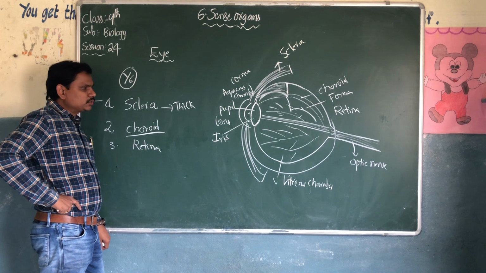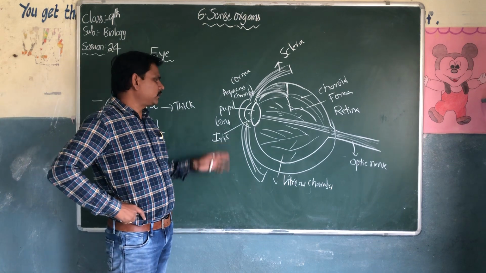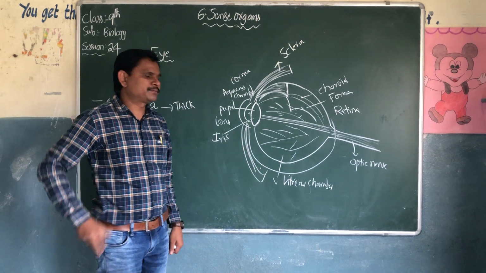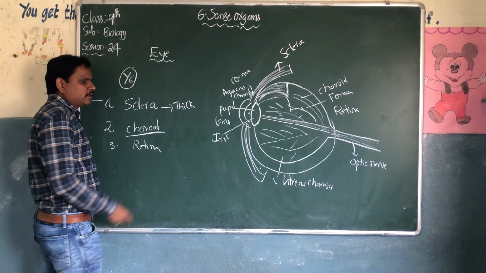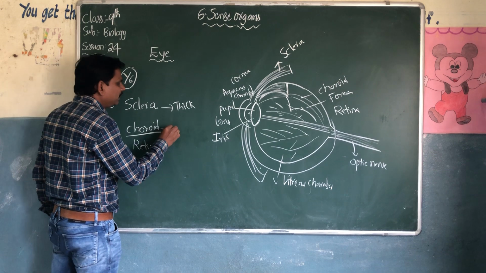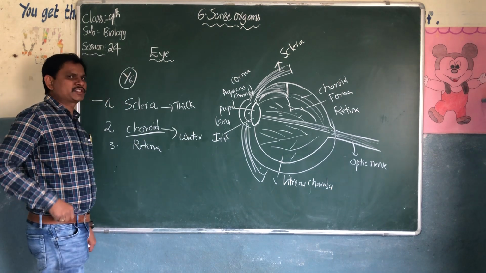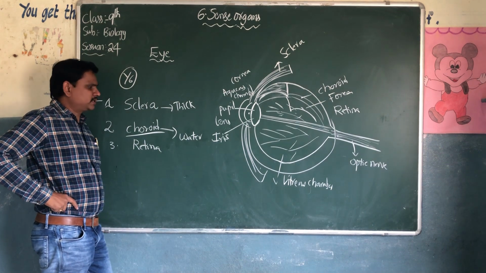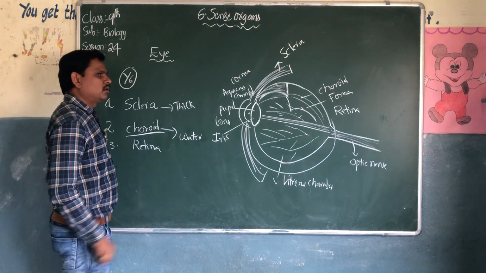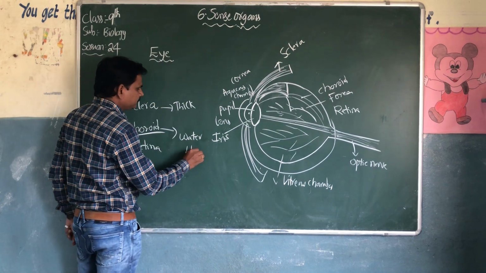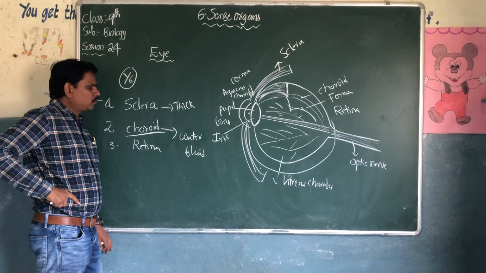Mostly in the choroid layer, there are two chambers: the aqueous chamber and the vitreous chamber. The aqueous chamber is filled with water, but the vitreous chamber is filled with a fluid substance. This is about the choroid layer.